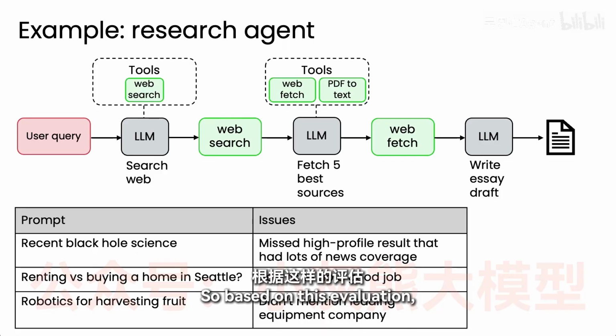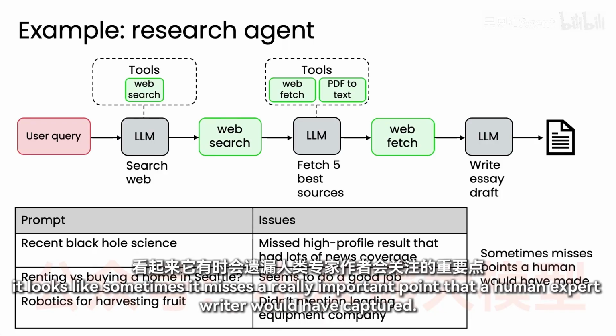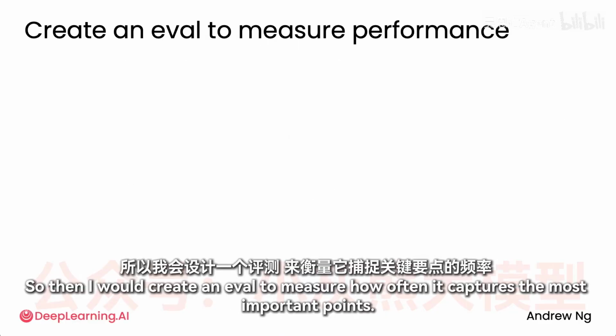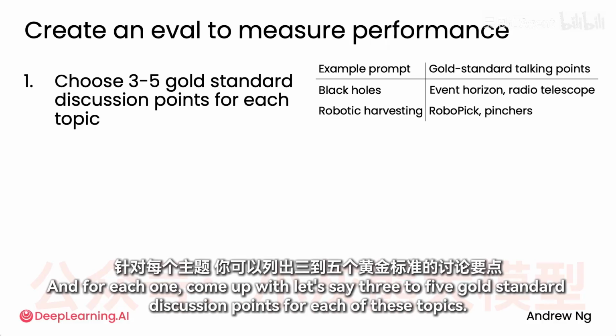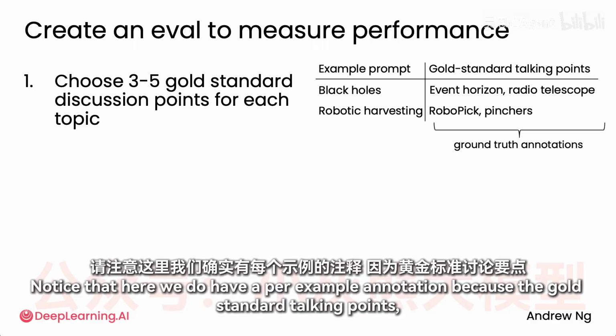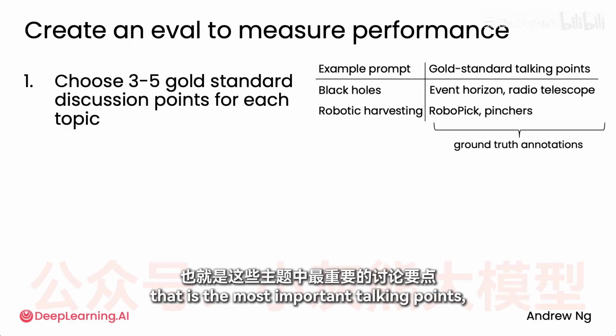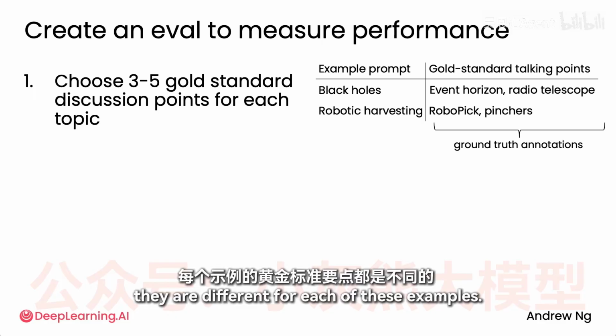So based on this evaluation, it looks like sometimes it misses a really important point that a human expert writer would have captured. So then I would create an eval to measure how often it captures the most important points. For example, you might come up with a number of example prompts on black holes, robotic harvesting, and so on. And for each one, come up with, let's say, 3 to 5 gold standard discussion points for each of these topics. Notice that here, we do have a per example annotation because the gold standard talking points, that is the most important talking points, are different for each of these examples.